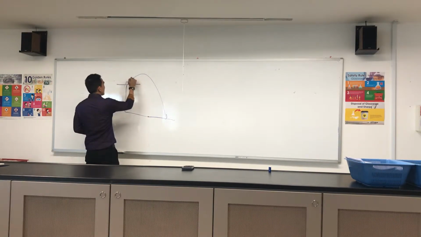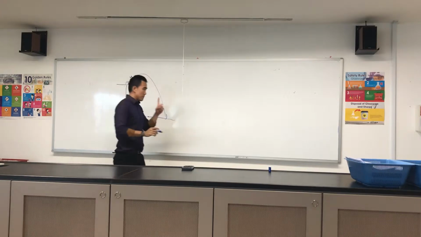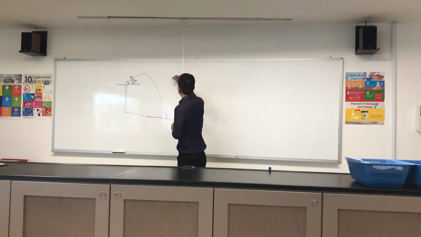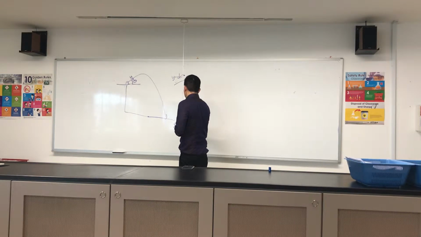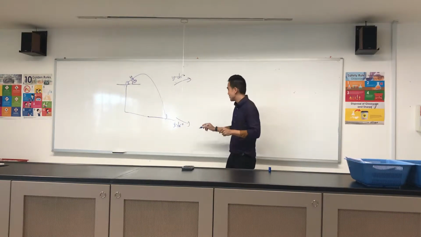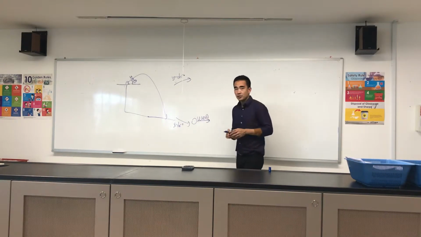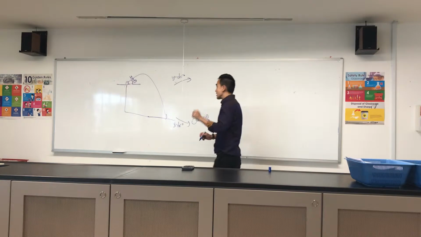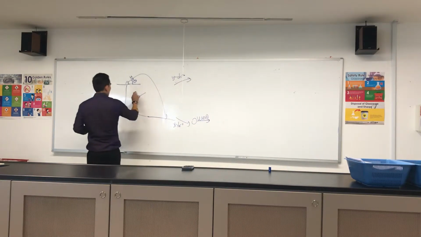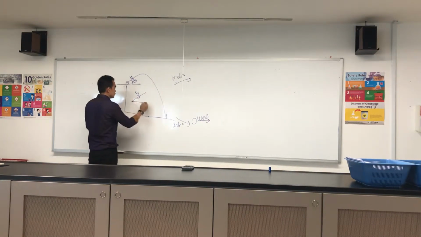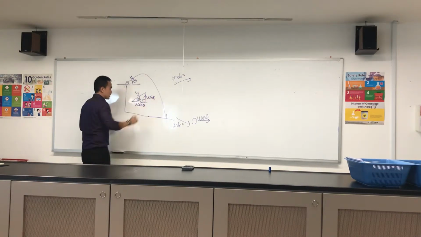If this is theta and it is projected with speed u, remember that it is possible to break it down into the y direction and the x direction. The x direction is the easier one to begin with. The object can be seen as something moving at a constant velocity of u cos theta. Why cos theta? Because if we resolve the velocity into the horizontal component and the vertical component, using simple trigonometry, this will be u cos theta, and this will be u sin theta.